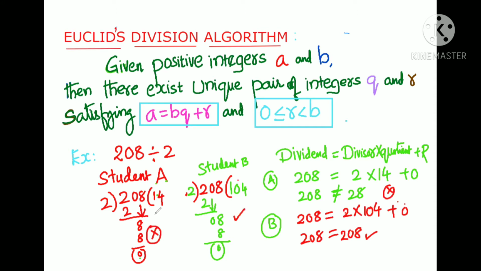So how can we know this? By checking, by verifying this formula: dividend is equal to divisor into quotient plus remainder. Euclid's lemma is stating this only. Let us understand this algorithm statement by taking some more examples.